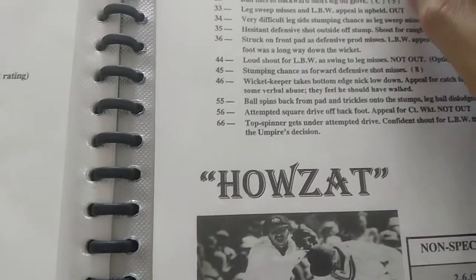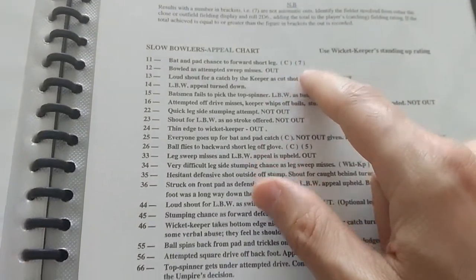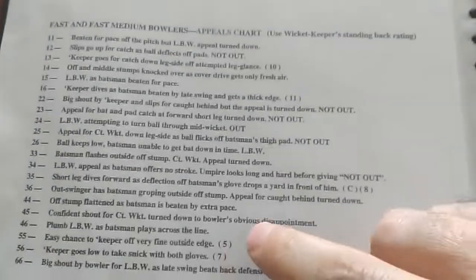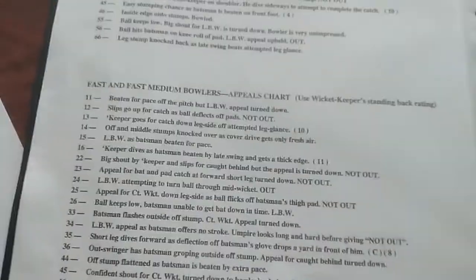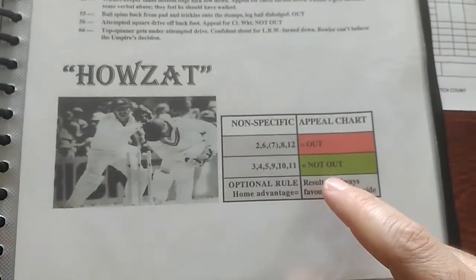So again, most of these things will refer to catching. Stumping sometimes will refer, you've got to roll dice again. But sometimes if it's bowled, it'll say it's bowled or it's LB. It's either bowled or it's not. It's LB or it's not. Or it will refer to the non-specific chart.